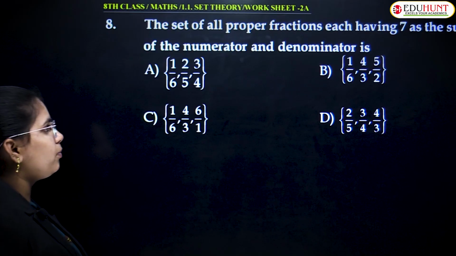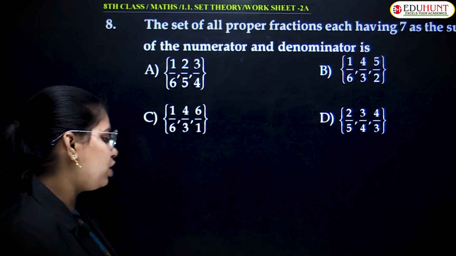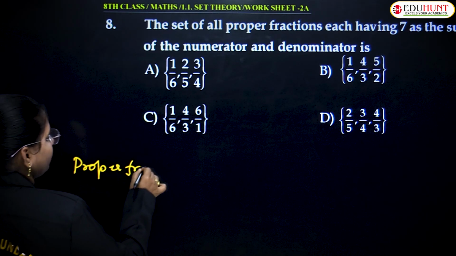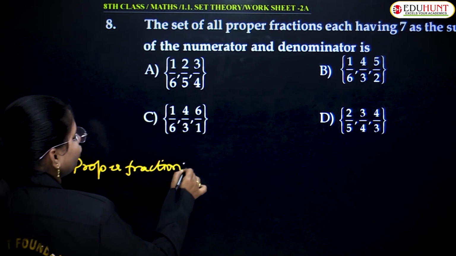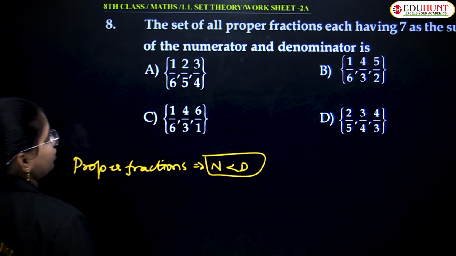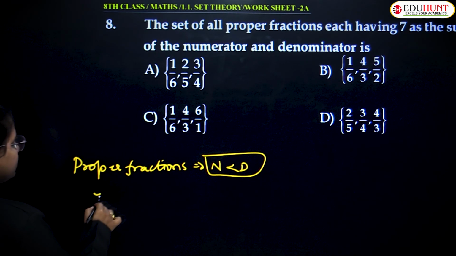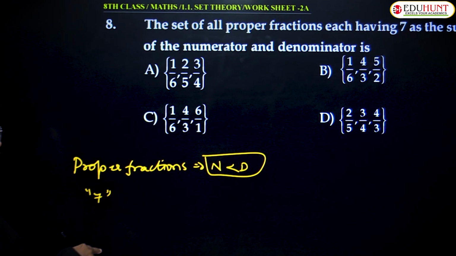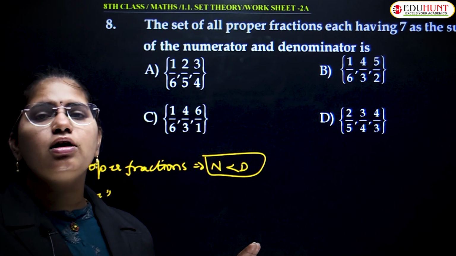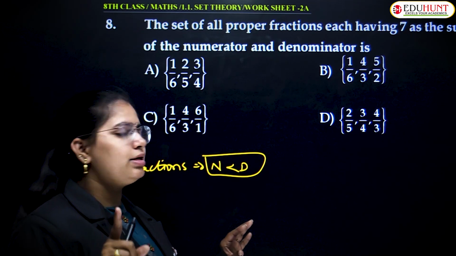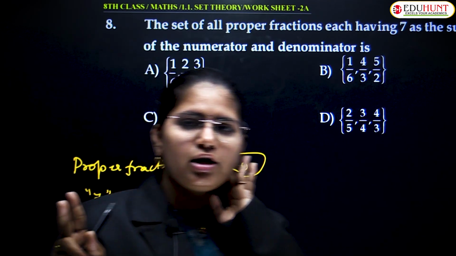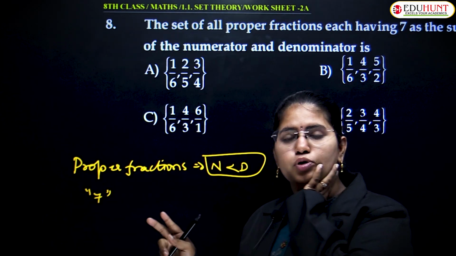The set of all proper fractions. How do you define a proper fraction? Tell me. Proper fraction means the numerator must be less than the denominator. This is the first condition, and each having 7 as the sum of numerator and denominator. Whenever you calculate the sum of numerator and denominator, it should come as 7 at the same time. That is my first condition. And the second condition is you have to get a proper fraction.